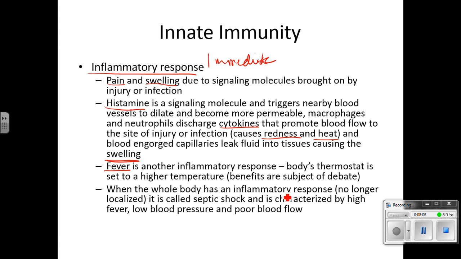When the whole body has an inflammatory response, it's no longer localized. It's actually called septic shock. You may have heard that somewhere. Somebody goes into septic shock, or sometimes they call it sepsis. And that's going to be characterized by high fever, low blood pressure, and poor blood flow. And that's an immediate emergency, because instead of that localized inflammatory response, the whole body is having that response.